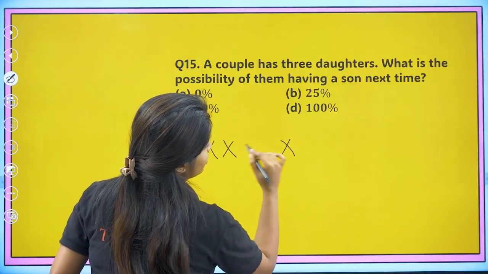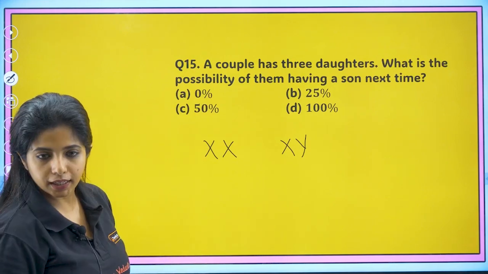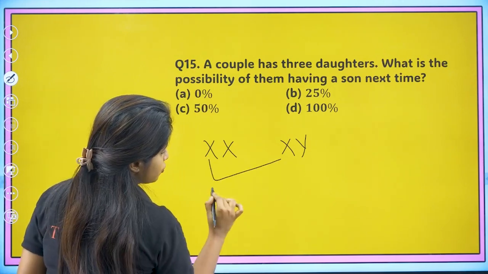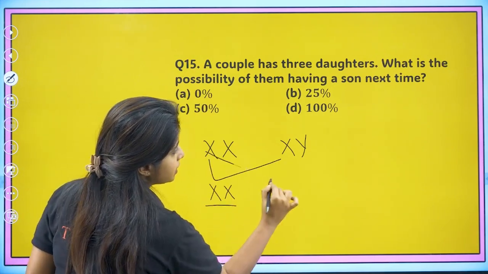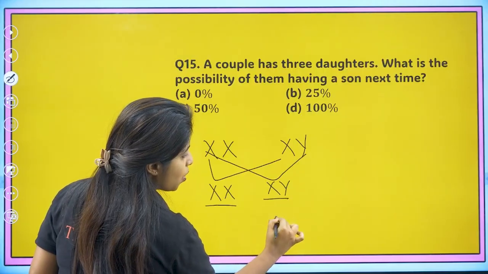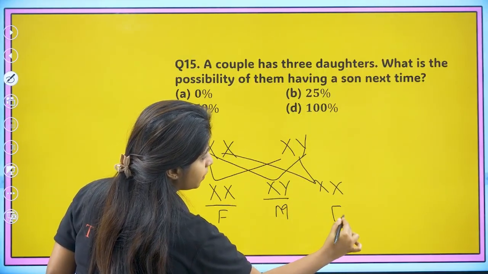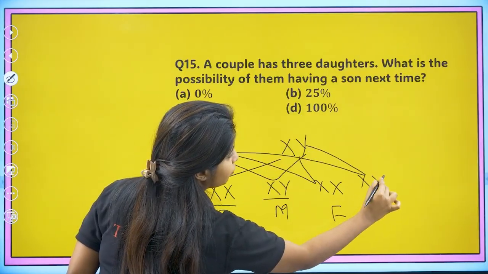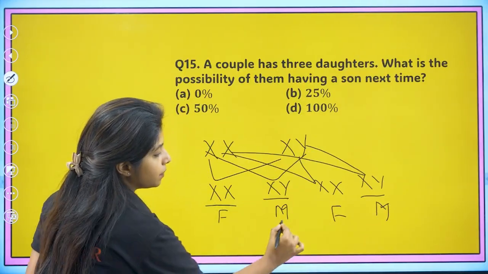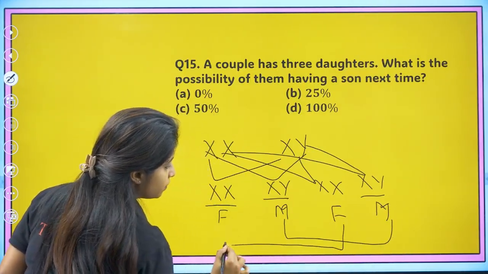Okay, it's okay. So XX, XY. Over here, this and this come together, you get XX, that is a female. This and this come together, XY, that is what? A male. Agreed? This and this come together, again you get female. This and this come together, you will be getting male. So you tell me, 50% chance of female and 50% chance of male.